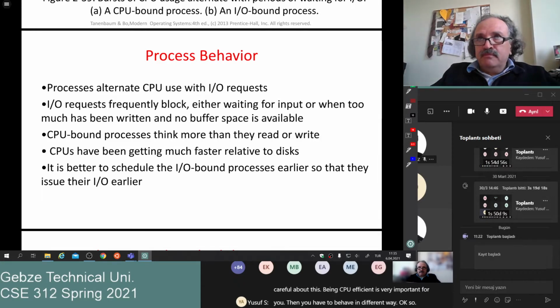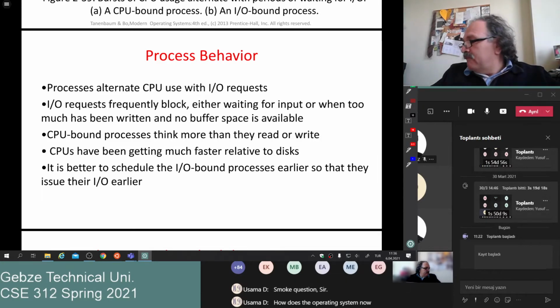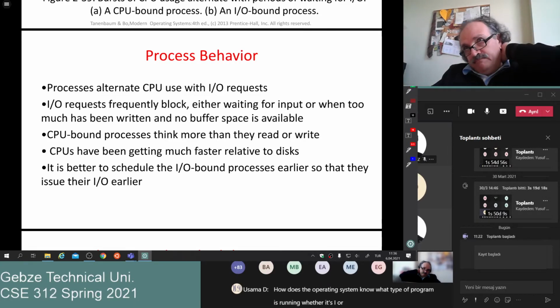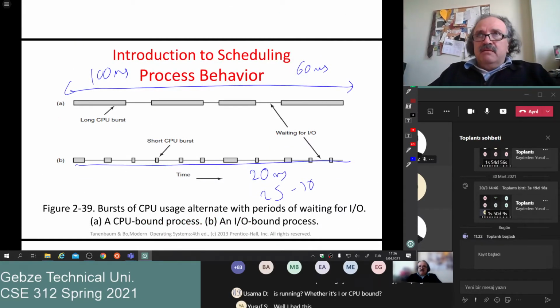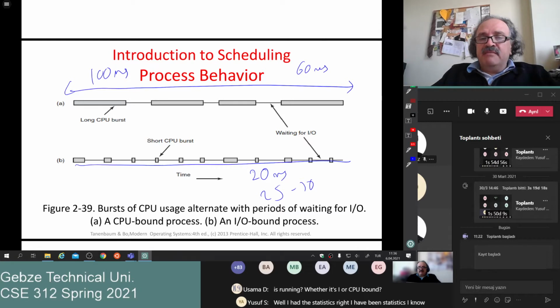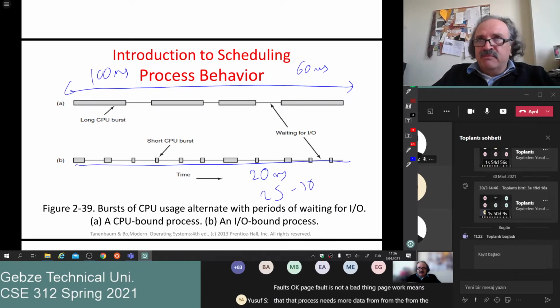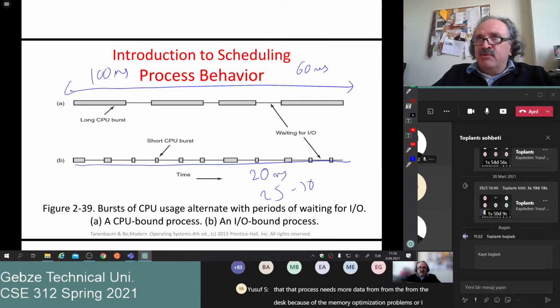Small question, sir. How does the operating system know what type of program is running, whether it's I/O or CPU bound? Well, I have their statistics, right? I know how many times they caused page faults. Page fault is not a bad thing. A page fault means that the process needs more data from the disk because of memory optimization problems. I also know how many times that process needs IO, how many bytes it needed from the hard drive, how many times it stopped, and how many system calls it is making. So I would know.